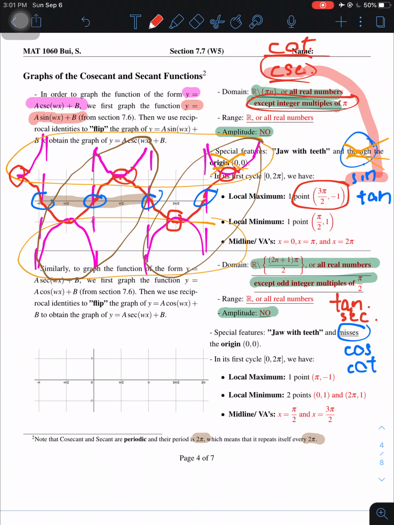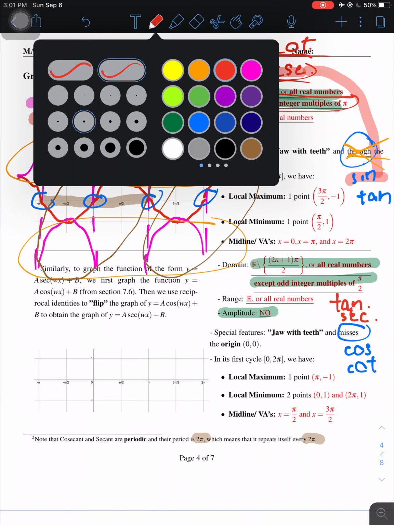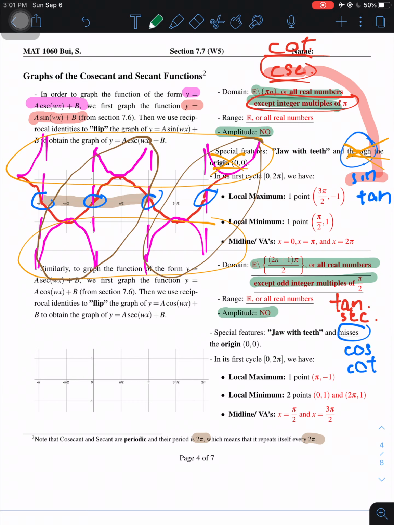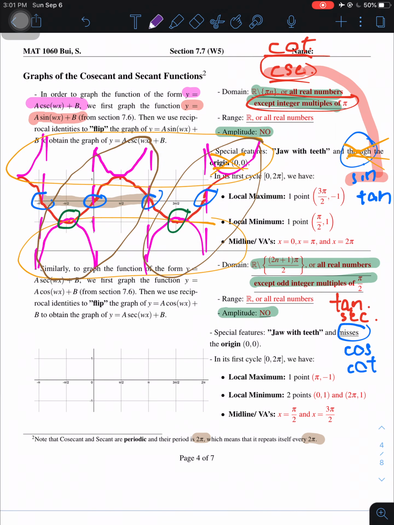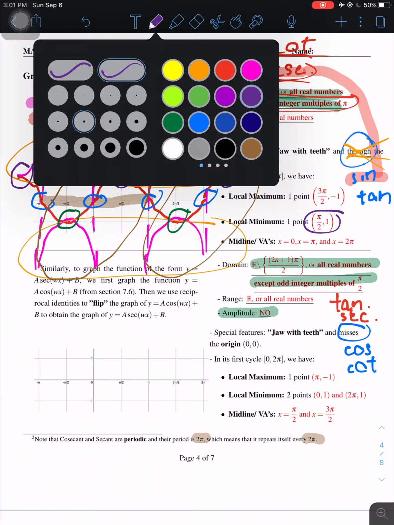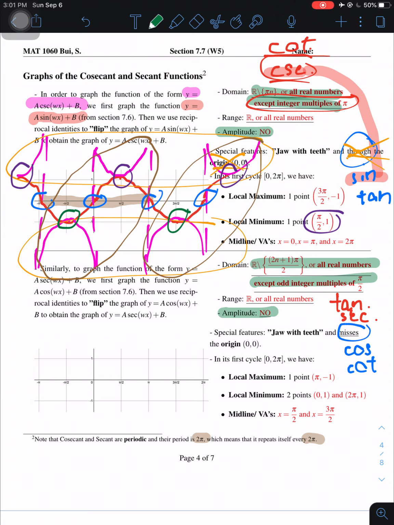Wait, let me backtrack a little bit. Okay, here, I just realized that I was telling you guys something wrong. Okay, let me use, I don't know, green for the maximum, and here let me use purple for the minimum. These are actually the minimum, not the maximum, and the green ones are actually the maximum.